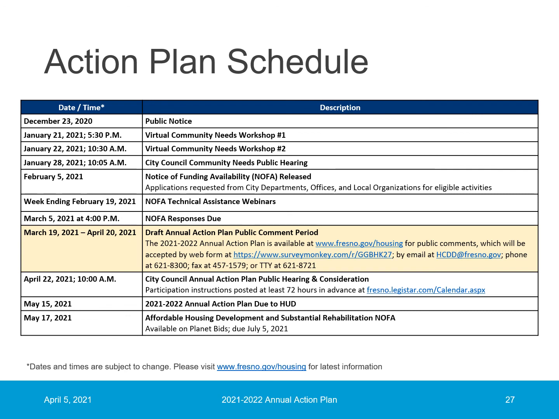There will also be one final public hearing where members of the public can provide input on the plan before the city submits its final version to HUD on April 22nd, 2021 at 10 a.m. After the public hearing, the City Council will consider the plan for adoption in time for the city to meet that HUD deadline of May 15, 2021. Note that the Affordable Housing Development and Substantial Rehabilitation NOFA is released on a different timeline and is expected to be issued on May 17th and due on July 5th. The city will also be issuing a Fair Housing Services NOFA on a different timeline as well, and will announce those dates on our website and through our mailing list.